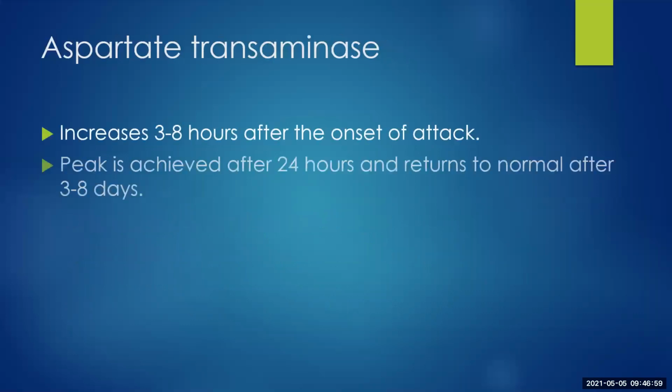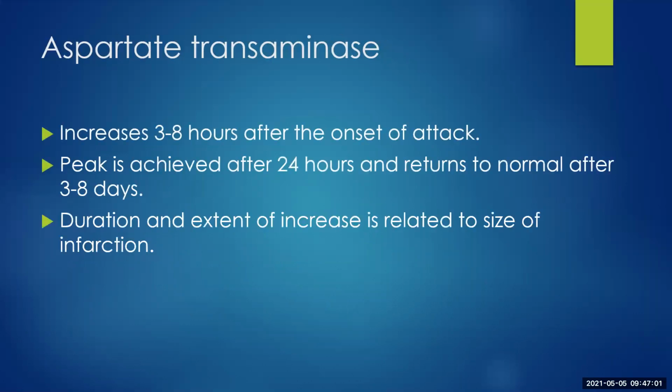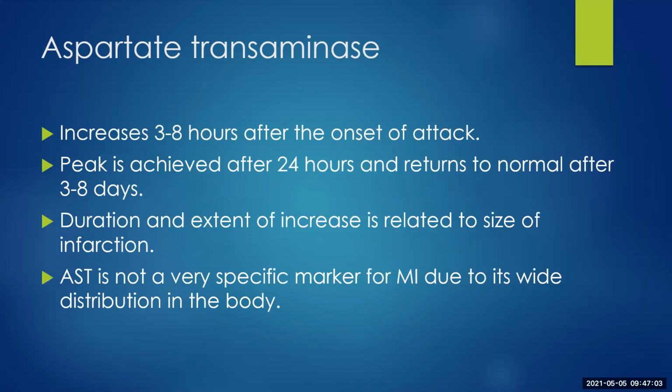When we saw aspartate transaminase, the problem with aspartate transaminase is that it's distributed throughout the body. Okay, in almost all organ systems, aspartate transaminase is present. So this makes it a very non-specific marker for myocardial infarction, as it is distributed everywhere, and its increase can be associated to any of the organs AST is present in, not just heart.